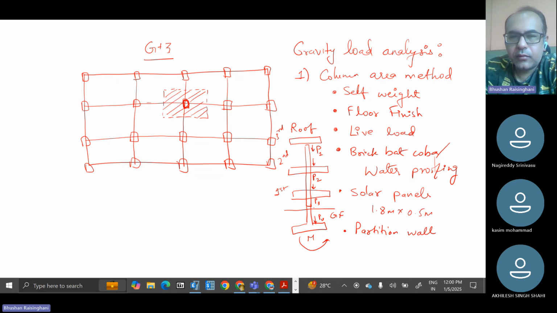What is the other method we use? How to design the beams? So column design, we can do it using column area method. How we can design the beams? What is the approximate method for that in gravity case?